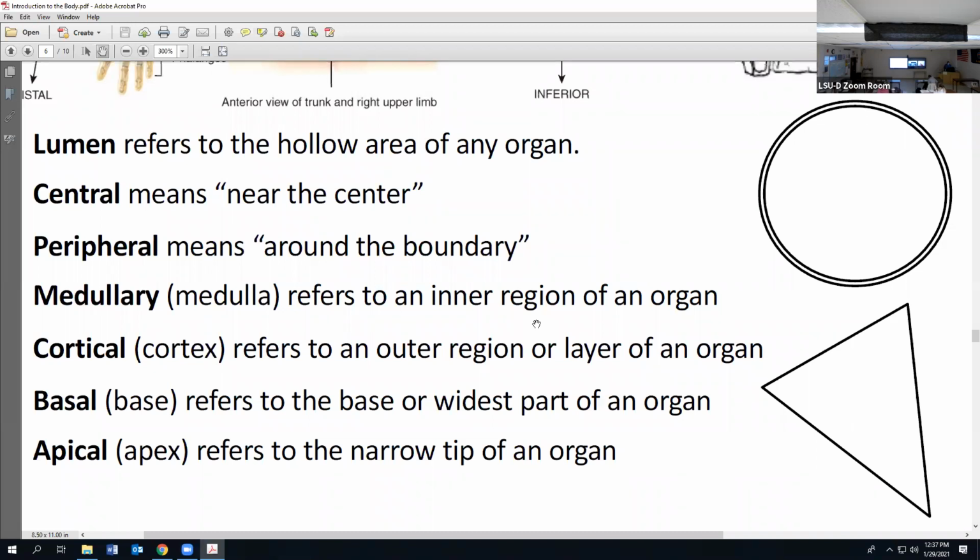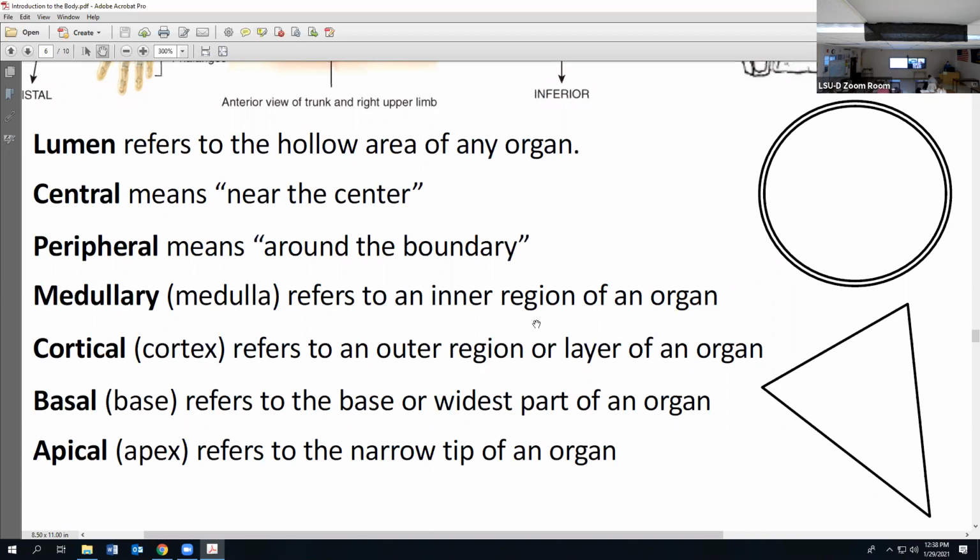Okay. Central, that's probably pretty common sense. That's the center of an organ or near the center. Peripheral, probably another common sense word, means around the boundary. Those are pretty commonly used terms, not necessarily just in an anatomy class. Whereas medullary and cortical, probably not quite as commonly known. Medullary and cortical are the adjective version of medulla and cortex. Medulla, once again, kind of think middle because it sounds like that, is the inner region of an organ. Cortical or cortex refers to the outer part of an organ.